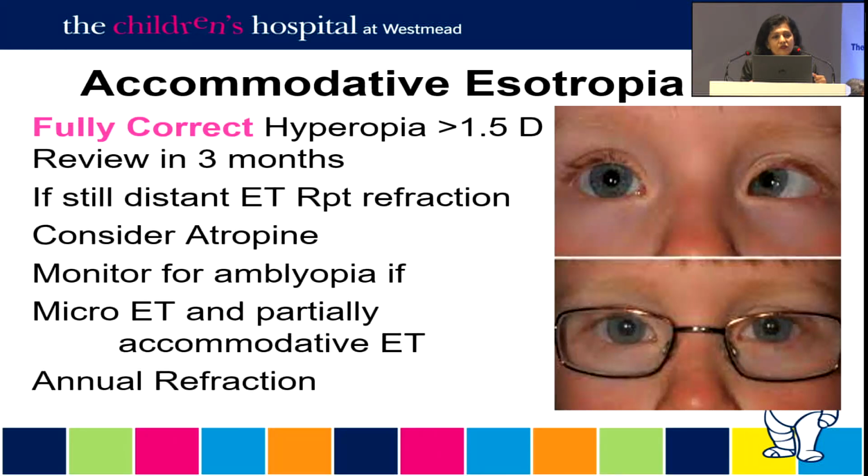It's a non-accommodative esotropia. Now, I bring the child back in 3 months just to see how they're wearing the glasses, whether the glasses have been made correctly, and if there's still a significant distance esotropia, and if I'm concerned about under-cycloplegia, I would probably do a repeat atropine refraction and correct any residual hyperopia if there is. If not, then I'm looking at how their vision is going, and if they're micro ET, I'm still monitoring for amblyopia. If they're partially accommodative, again, amblyopia is a factor that we need to monitor, and I do an annual refraction, and then probably offer surgery if the esotropia is still significant with the glasses.